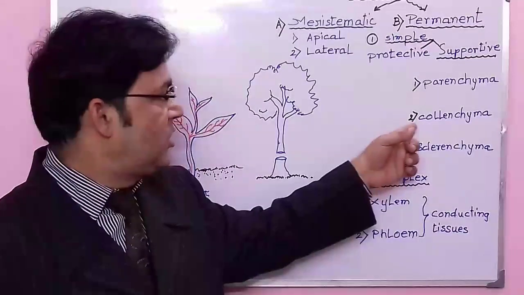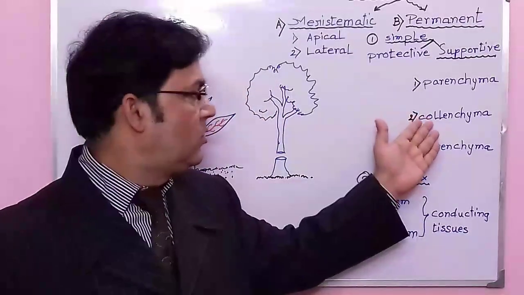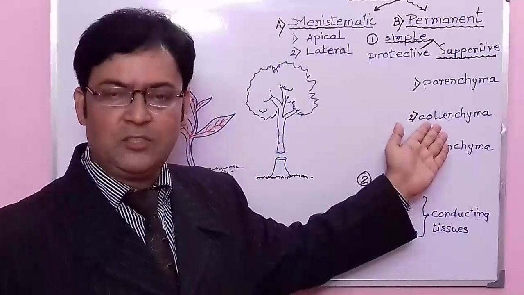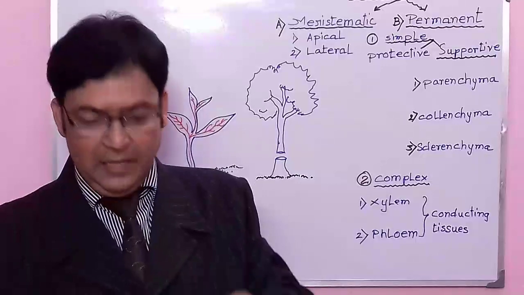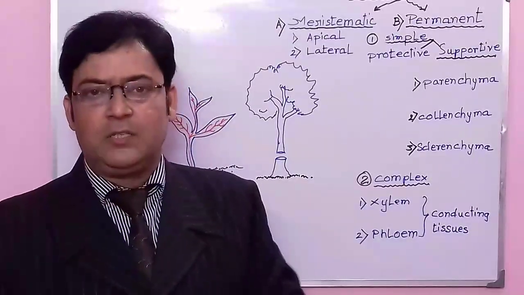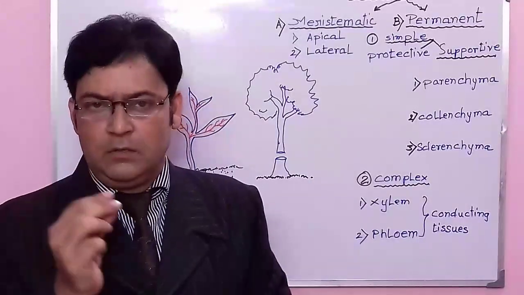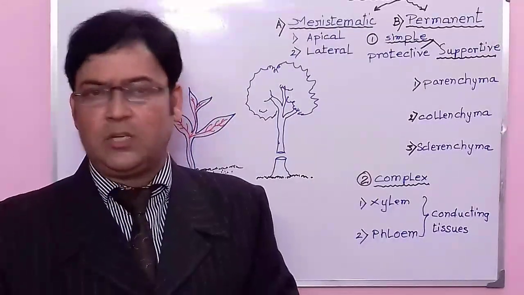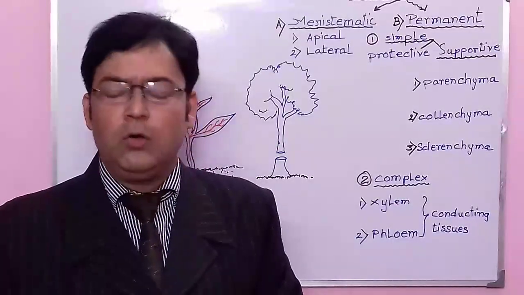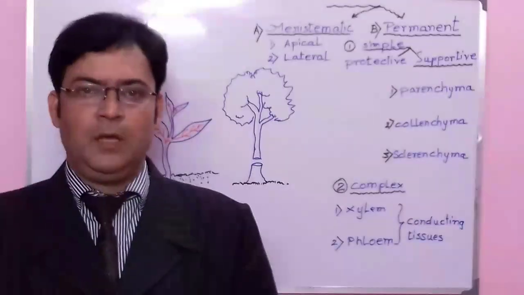In the same way, we will check the collenchyma. What is the difference between parenchyma and collenchyma? If you check the longitudinal section and the transverse section, you will find that the corners are thick, because they have a kind of complex carbohydrate which is called cellulose or pectin. So they give mechanical support.